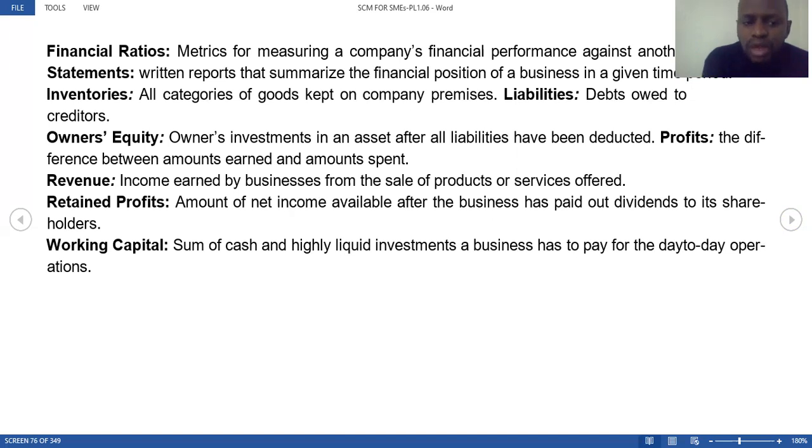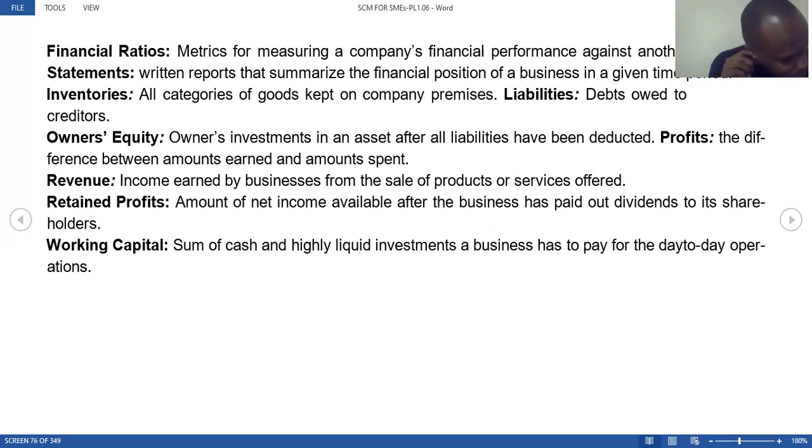Then we have revenue. Revenue is income earned by the business from the sales of products or services offered. So once you sell products or services, you generate what is called revenue, and this is the income that is earned by the business. Then you have the retained earnings. Sometimes once you make profits, you can decide to retain some money in the business. That money is what you are referring to as the retained profits. It is the amount of net income available after the business has paid out dividends to its shareholders.